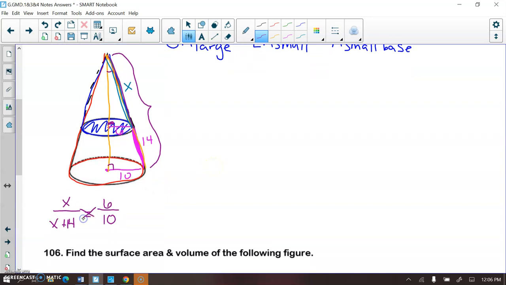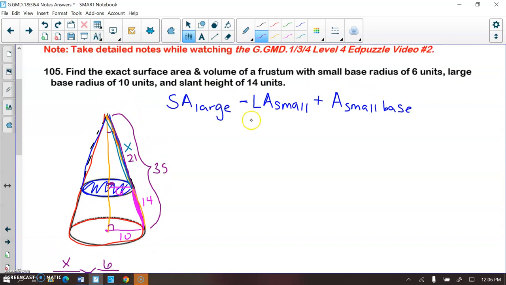So now cross multiplying here, I get 10x is equal to 6x plus 84. Subtracting that 6x over, I get 4x is equal to 84. Dividing by 4, x comes out to be 21. So that 21 is the slant height of the small cone, and so the slant height of the whole thing, 21 plus 14, is 35. We'll find the actual height when we do volume. So let's do the surface area now.